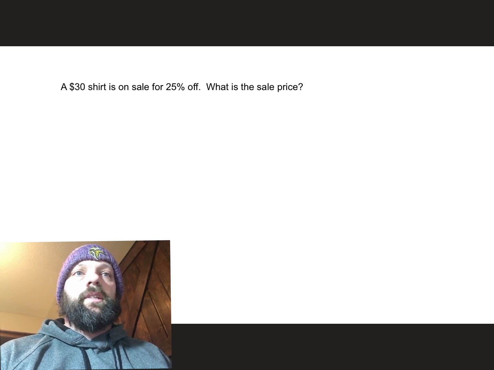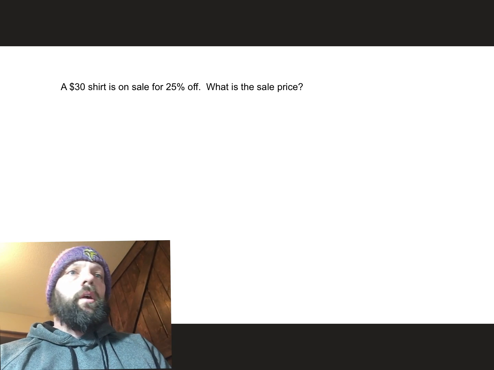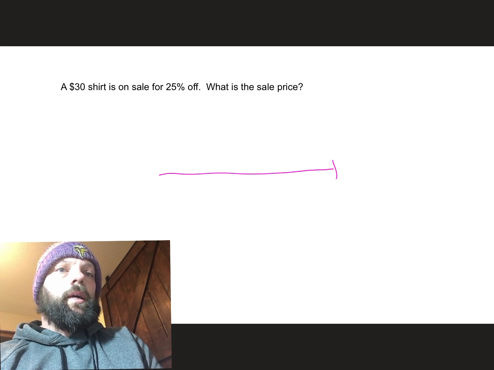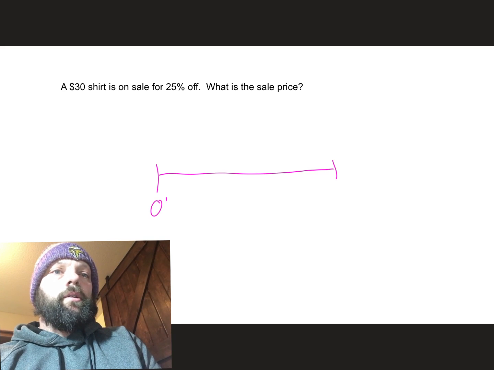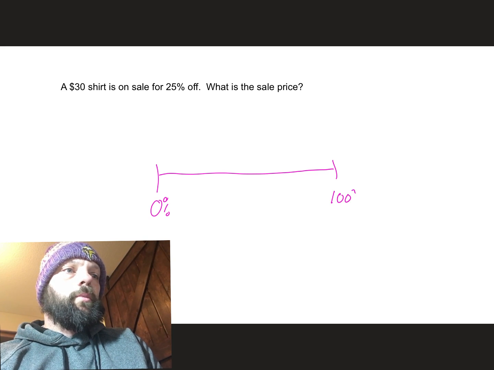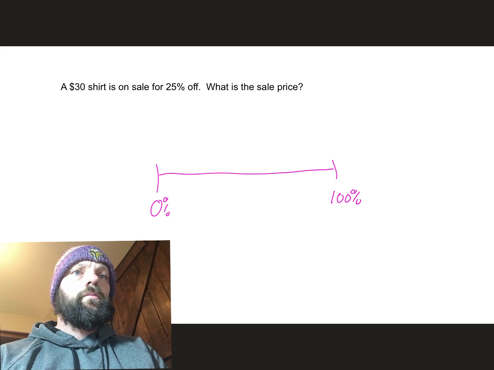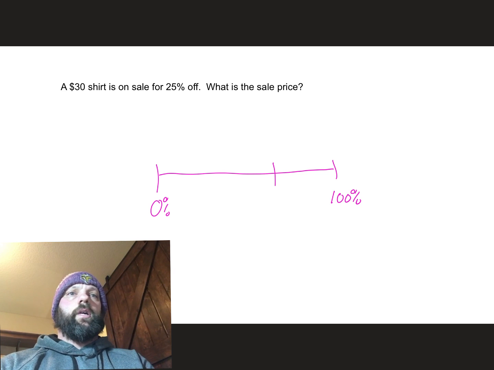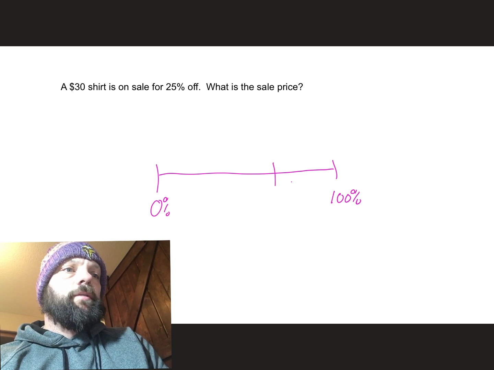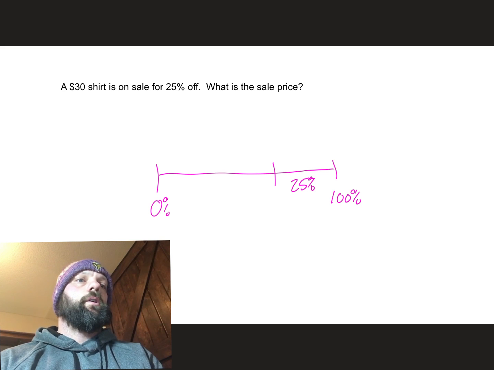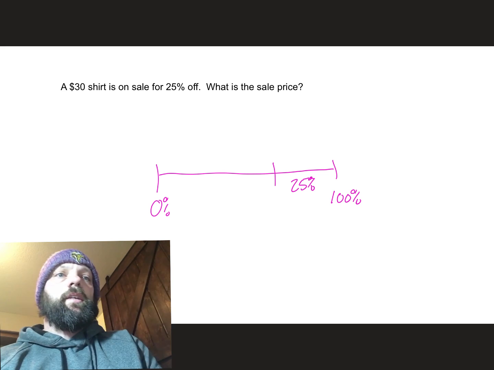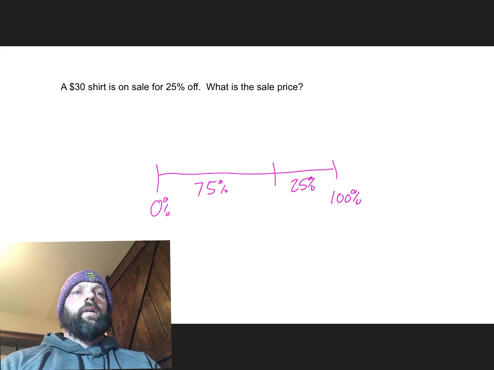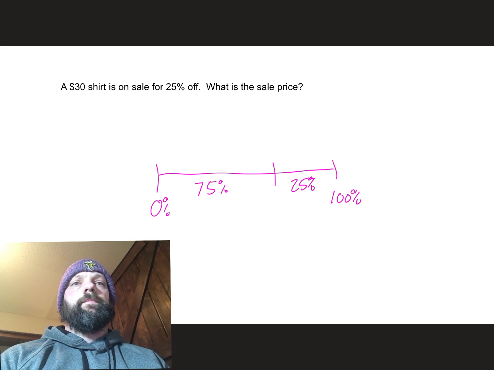A $30 shirt is on sale for 25% off. What is the sale price? Okay, so first of all, I'm drawing my percent ruler here. 0% is here, 100% is going to be on that end. Then I have the shirt is 25% off, so I'm going to make my mark here. 25% off is going to be right here on this part, but then on the other side of that is going to be 75%.